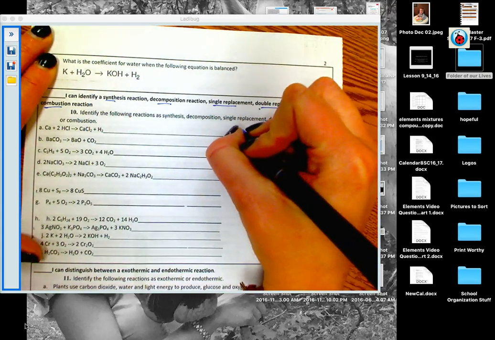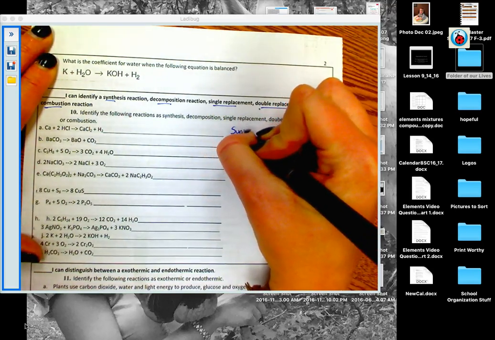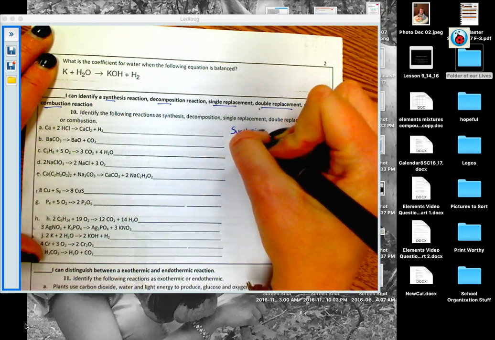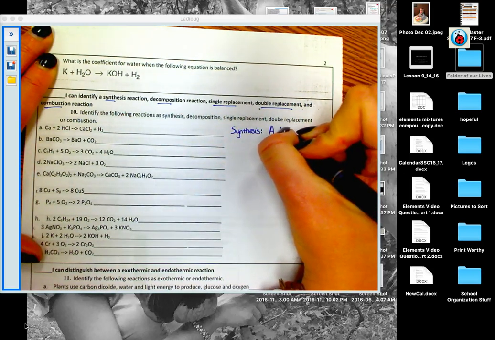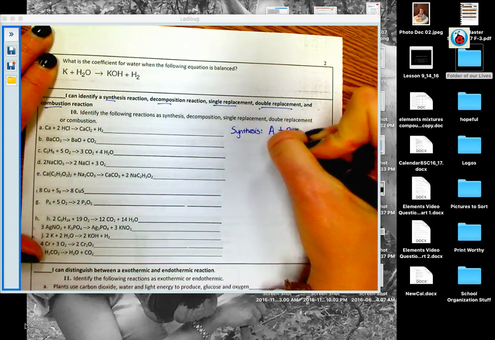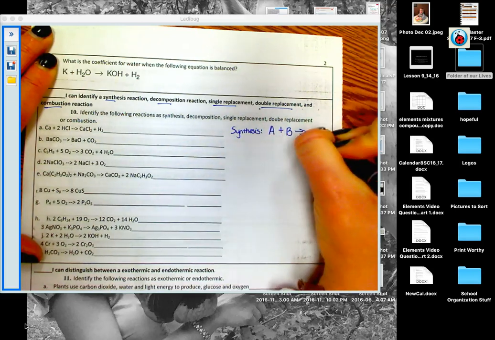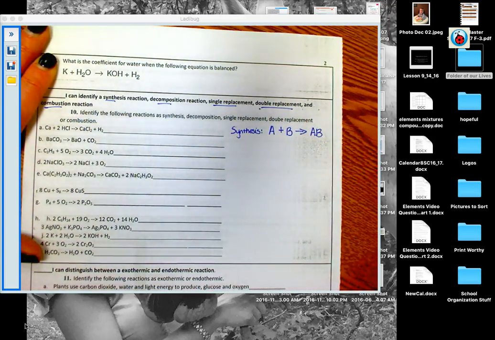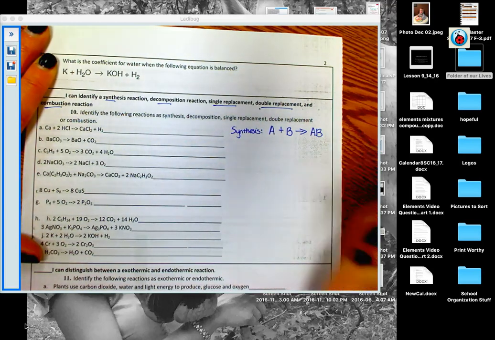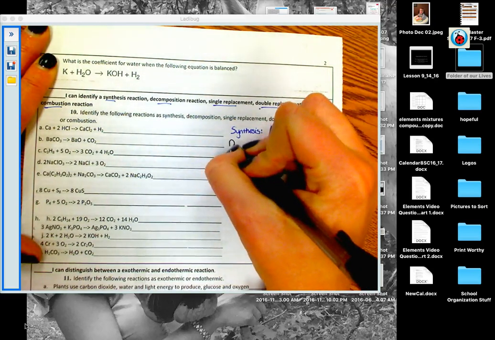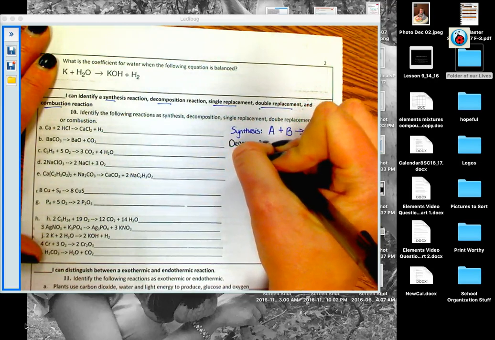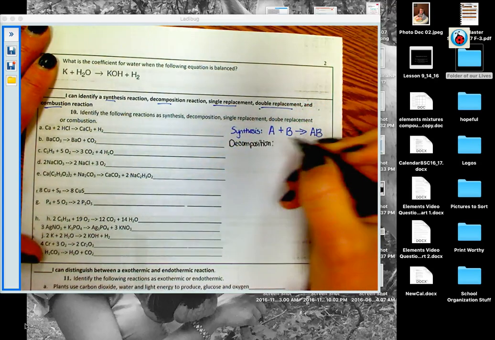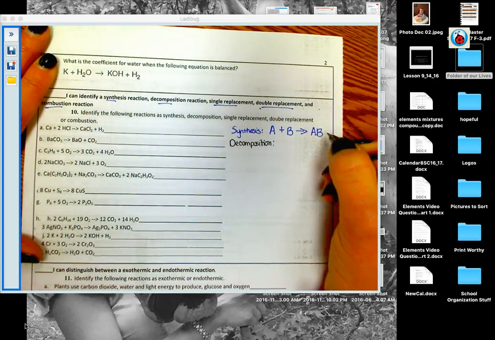So for synthesis, this is when you're going to take reactant A and reactant B. You're going to end up with a product that is a combination of A and B together. Okay? The second one that we're going to look at is decomposition. And that's the exact opposite of synthesis.